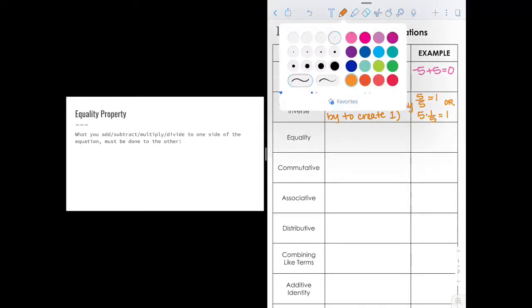Okay, next we have the equality property. This is whenever we say that if you do something to one side of the equation, you must do it to the other side to maintain that equality and balanced equation. So what you do to one side of the equal sign, so that's very important, must be done to the other.